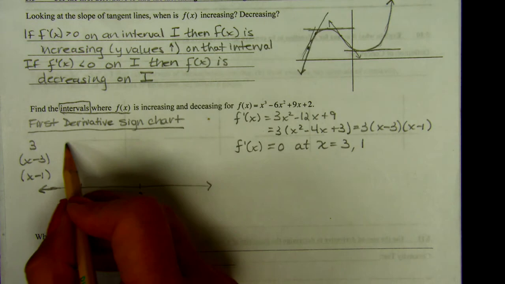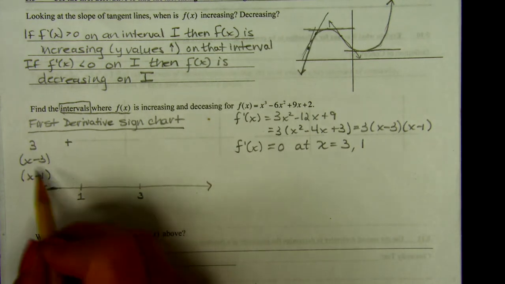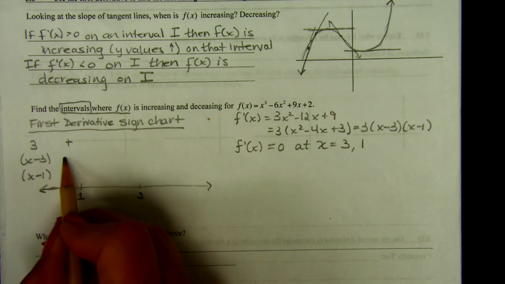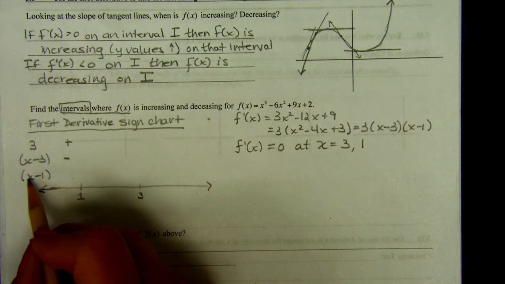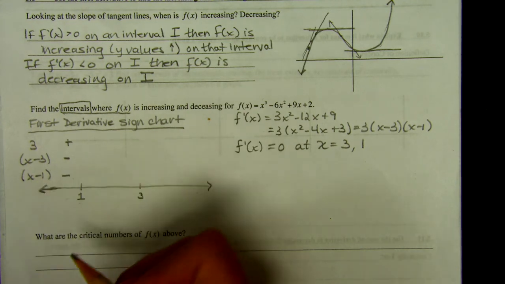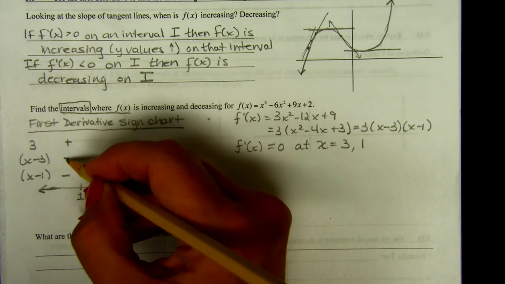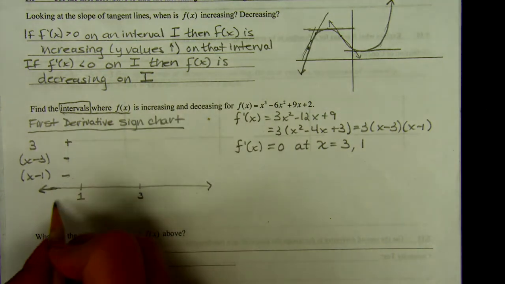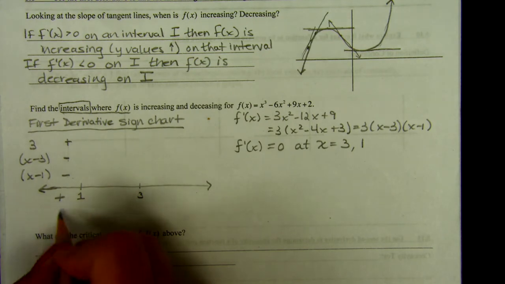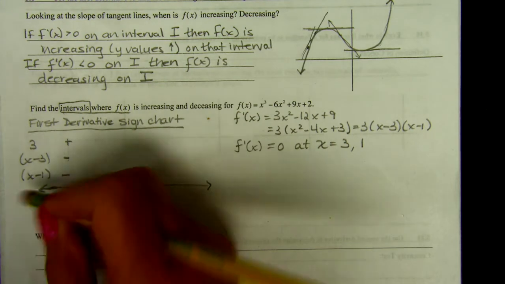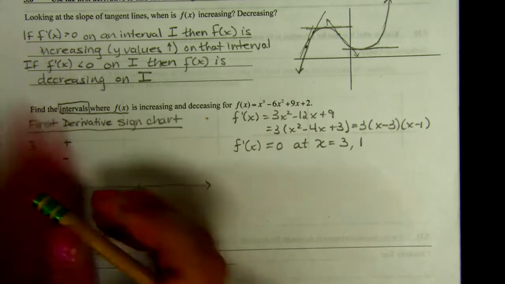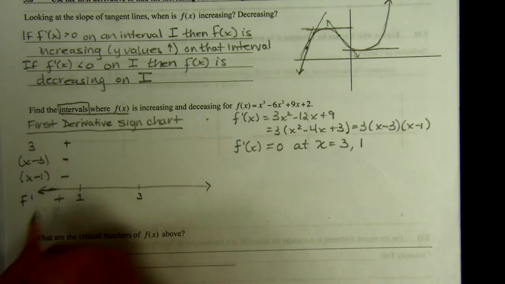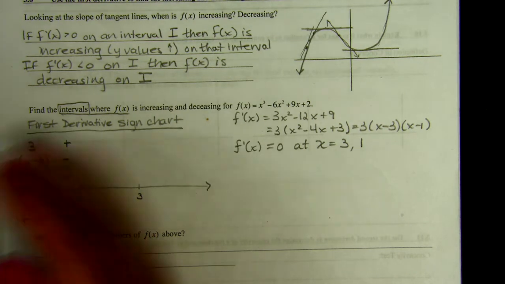At this side of 1, 3 is positive. At this side of 1, this factor is going to be negative. So if I put 0 in there, I get negative 3. And if I put 0 in here, I get negative 1. So if I multiply all those together, positive times a negative times a negative is a positive. So in this case, f prime is positive, and therefore the function is increasing.